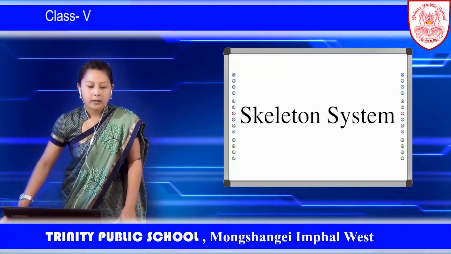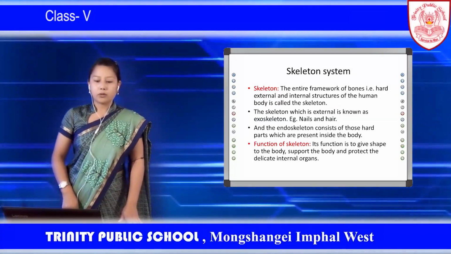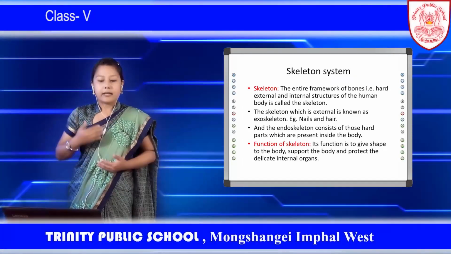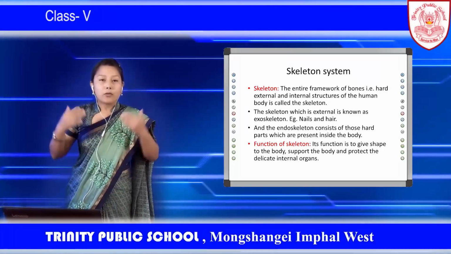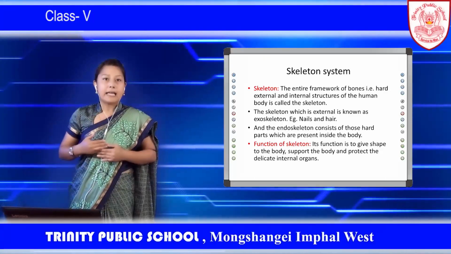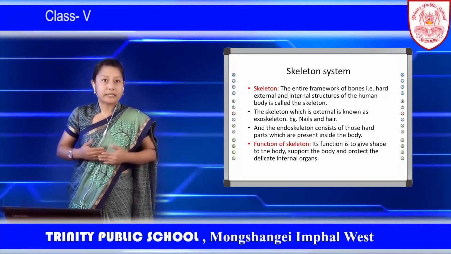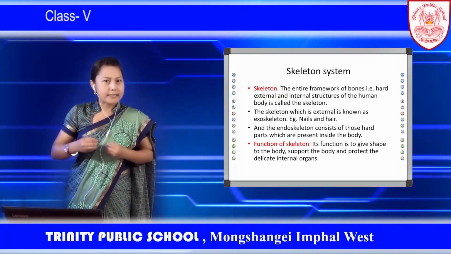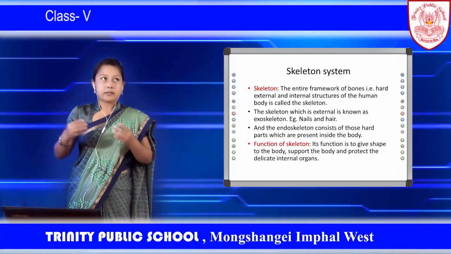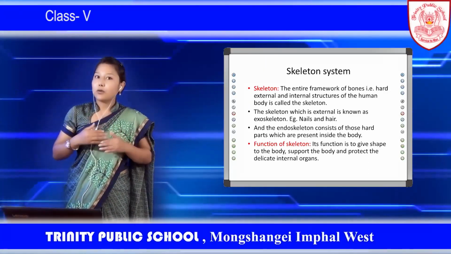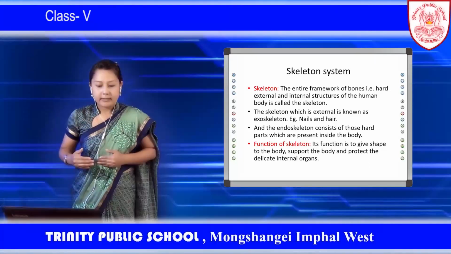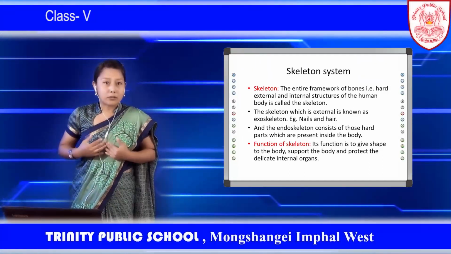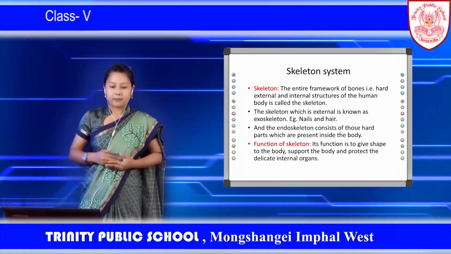So, first of all, skeleton system. So, skeleton. If a question asks you what is a skeleton, then you should answer like this. The entire framework of bones, that is hard, external and the internal structure of the human body is called skeleton. The skeleton which is external is known as exoskeleton. External means your hair and your nails are all external skeleton. And next, the endoskeleton consists of those hard parts which are present inside our body.